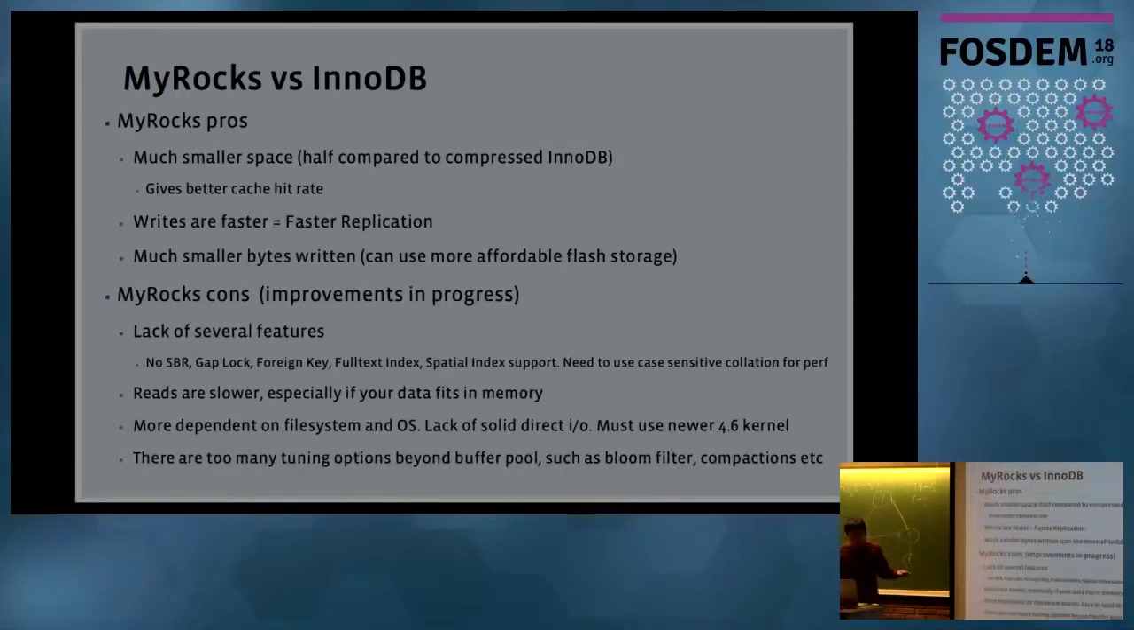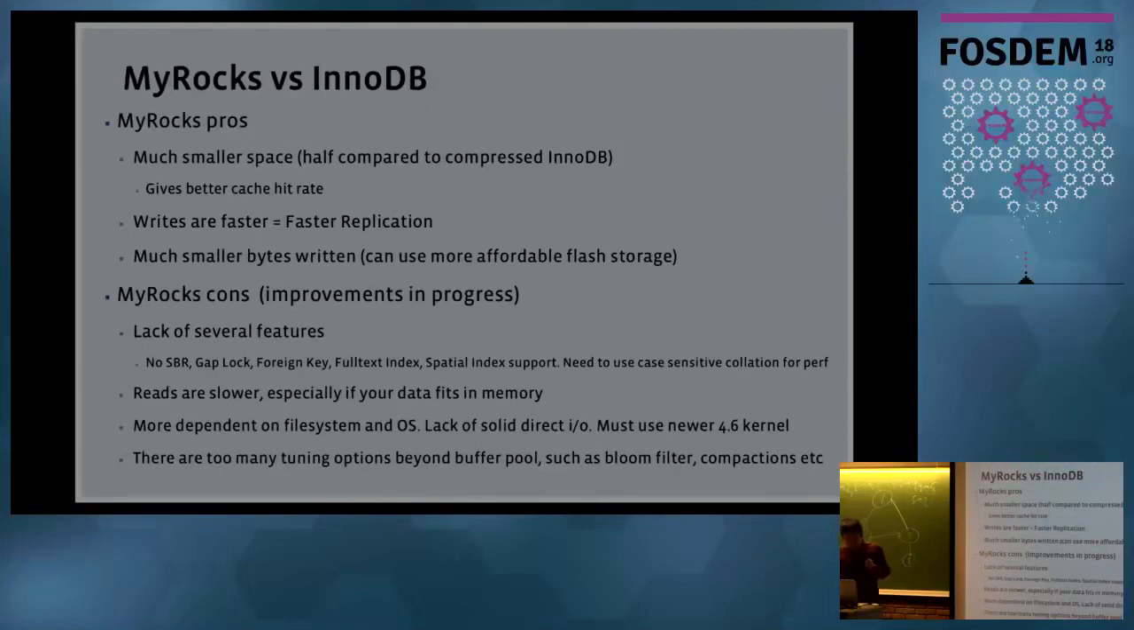And MyRocks' disadvantage is it lacks several features. The most notable one is that MyRocks does not have a gap lock yet, which means you cannot use statement-based replication. So we are using row-based binary logging to support MyRocks. And it doesn't have foreign keys or full text index or special indexes. These are missing. To get better performance, it's recommended to use case-sensitive collations. And it is slower, especially if all data fit in memory. When you benchmark with all data in memory, you get slower results with MyRocks compared to InnoDB.